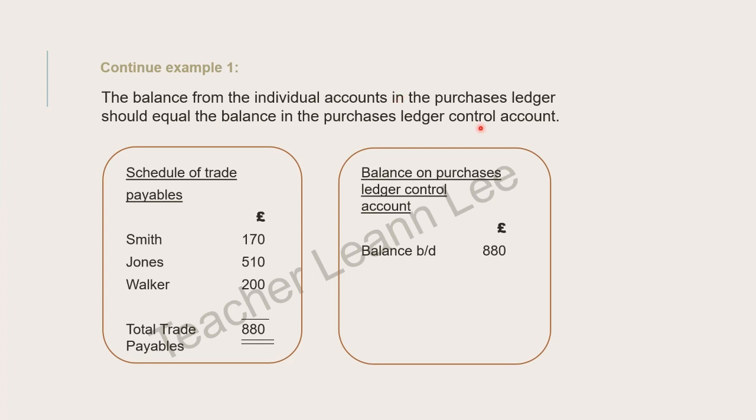See here, actually it's example 2. So the balance from the individual accounts in the purchases ledger should be equal to the purchases ledger control account. So my total balance CD from the TP will be 170, 510, and 200. Same with my total PLC balance CD. BD for next year, CD for this year. Okay.